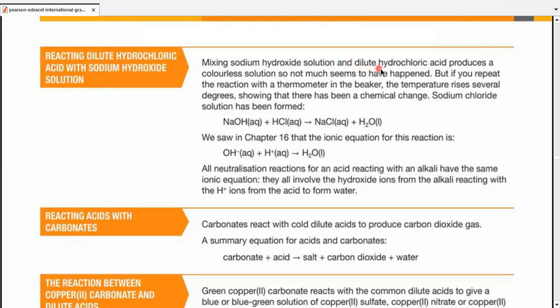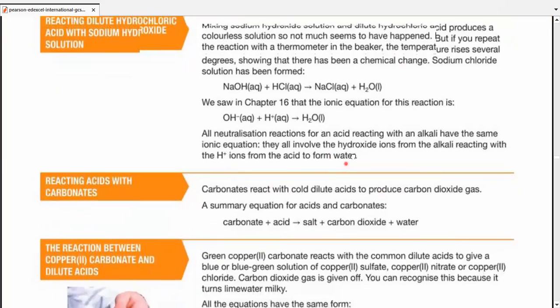Mixing sodium hydroxide and dilute hydrochloric acid produces a colorless solution. So not much seems to have happened, but if you repeat the reaction with a thermometer in the beaker, the temperature rises several degrees, showing there has been a chemical change. Sodium chloride solution is formed and neutral water is formed.